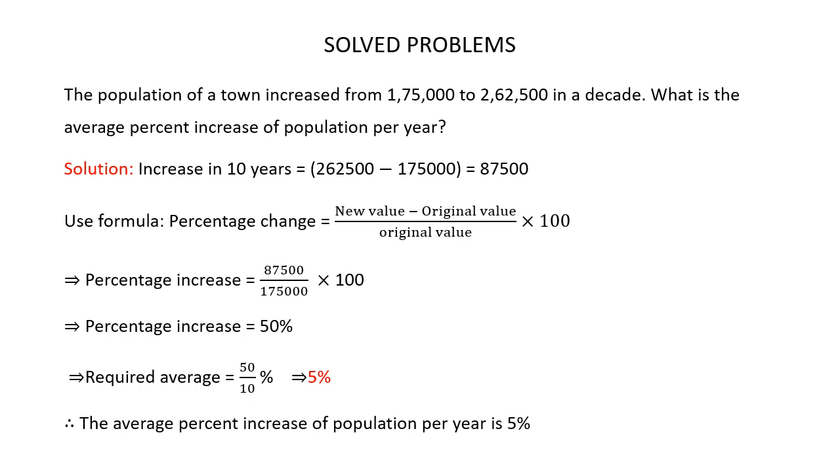We are asked to find the percentage increase of population per year. So the required average is 50 divided by 10%, which is 5%. So the average percent increase of population per year is 5%.